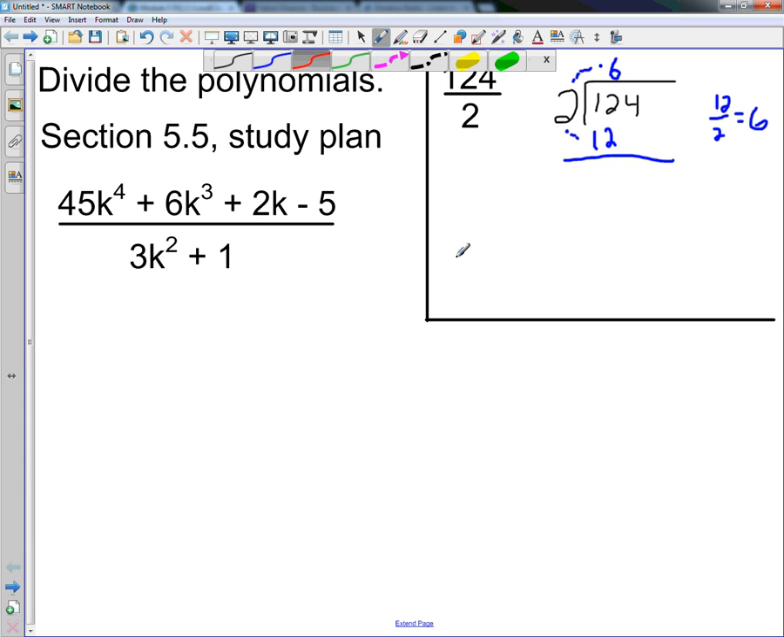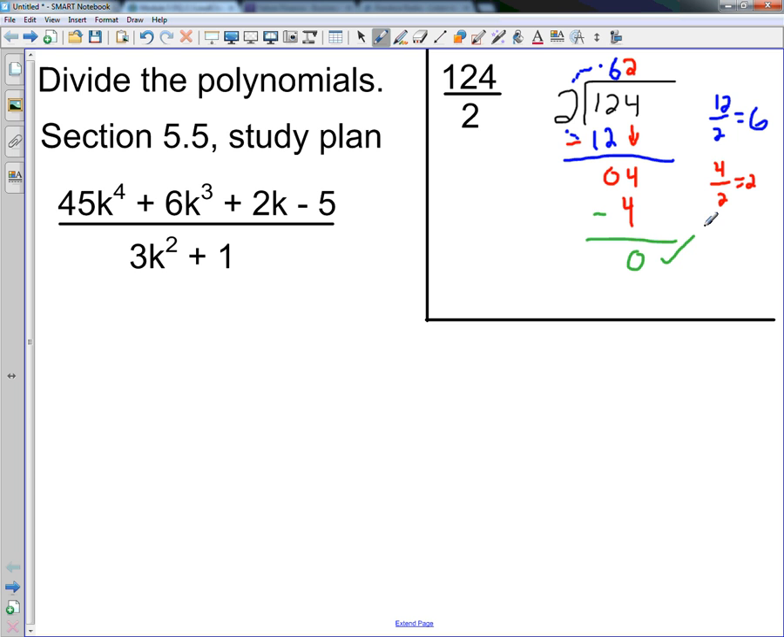And remember that we always subtracted. So we subtract, we get 0, bring down the 4, and then we start the process all over. 4 divided by 2 equals 2. And we put a 2 up here. 2 times 2 is 4. And then again we subtract and we get 0. So if we ended up with a remainder of 0, we knew that it divided evenly, which means it's a factor.